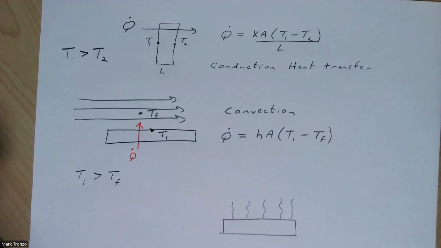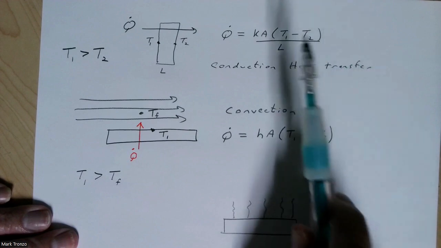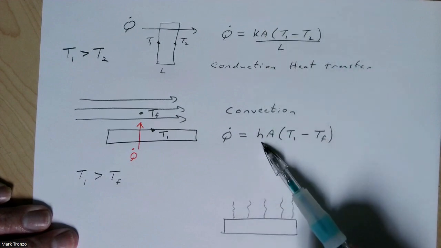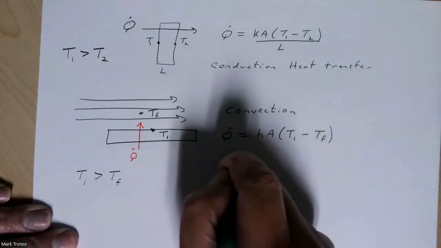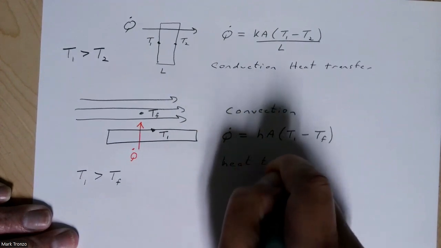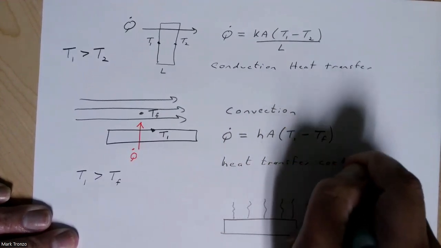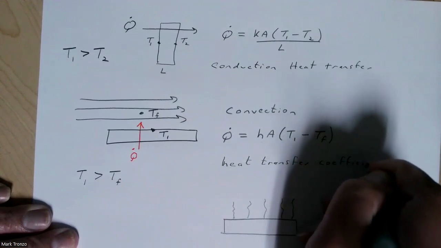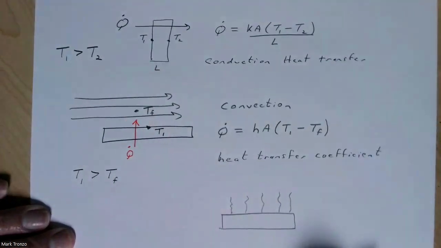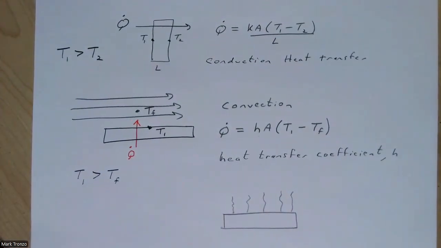Now, this is very similar again to our conduction heat transfer equation. The only difference is instead of having a thermal conductivity, we call this h the heat transfer coefficient. That's our h. And these can often be found in tables or they'll have to be given to you.